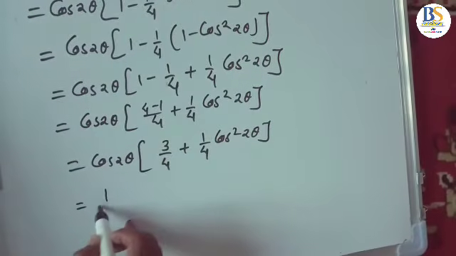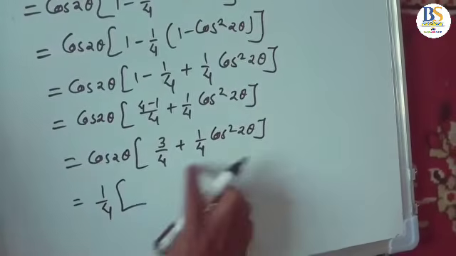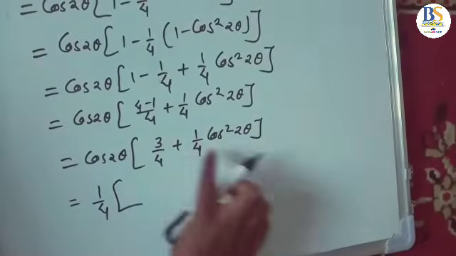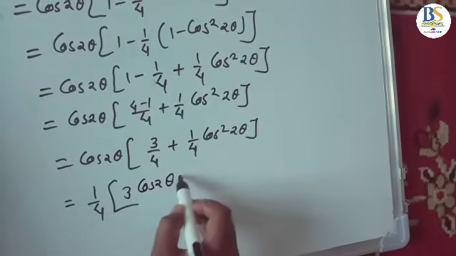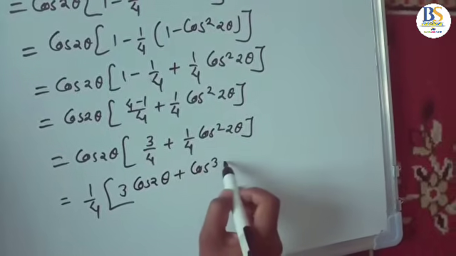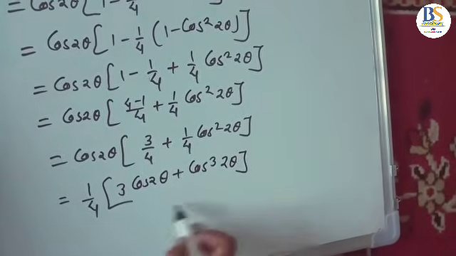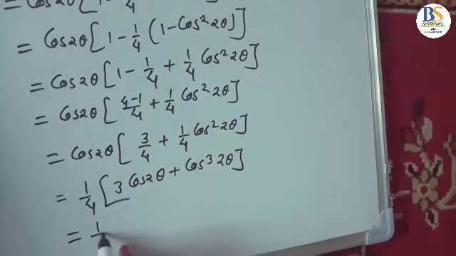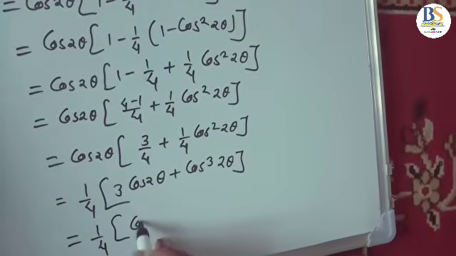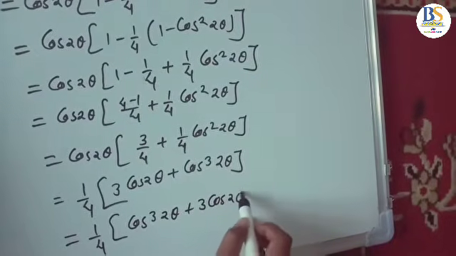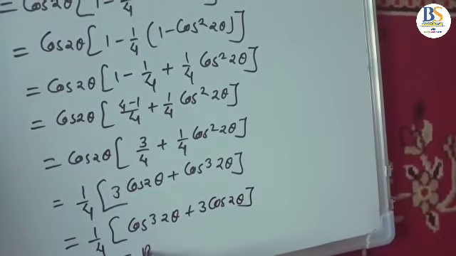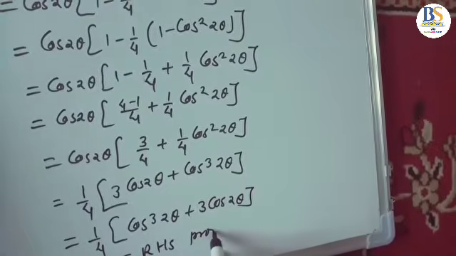This is equals to 1 upon 4, taking common from these two terms and multiplying this term with the other two terms. That means 3 cos 2 theta plus cos cube 2 theta equals to 1 upon 4, cos cube 2 theta plus 3 cos 2 theta, equals to RHS. Proved.